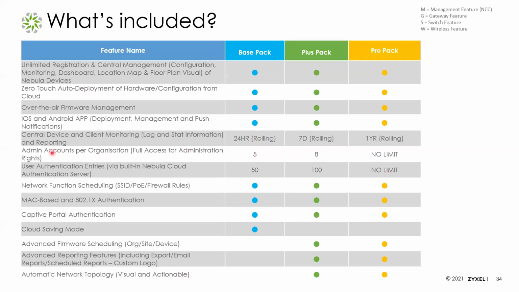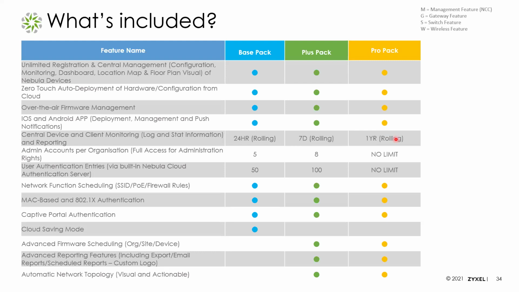Another area where there are some differences here is when it comes to the number of admin accounts per organization. So each of your customers with the free version of Nebula can have up to 5 different admin accounts. Plus Pack gives you up to 8 admin accounts, and then Pro Pack gives you an unlimited number of admin accounts per organization.